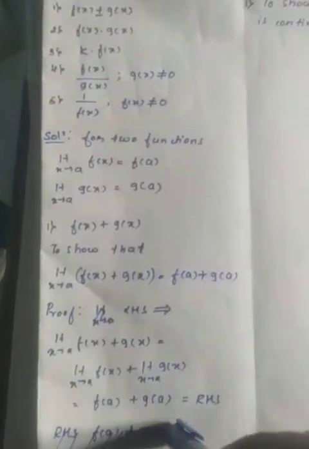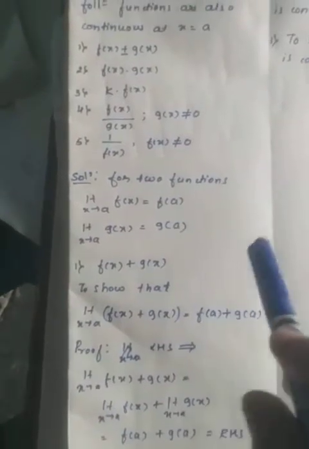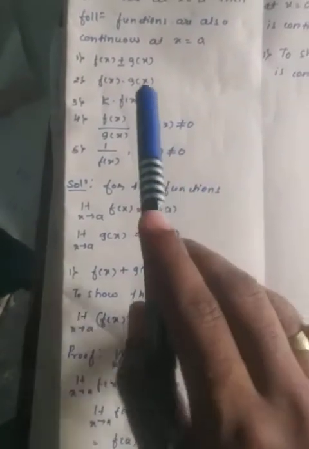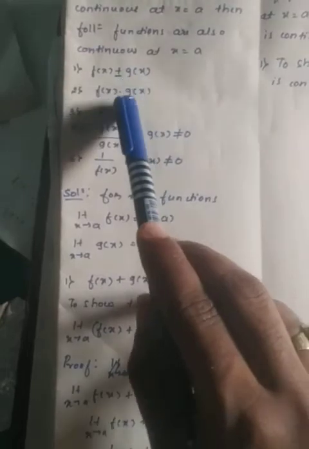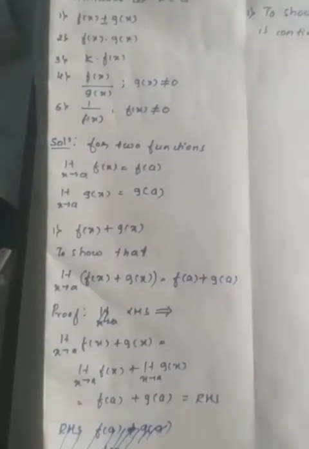Like that, instead of plus, if I write minus, then we can say that limit x tends to a of f of x minus g of x is equal to f of a minus g of a. Like that, instead of plus or minus we have the multiplication, and the same property is going to be applied.